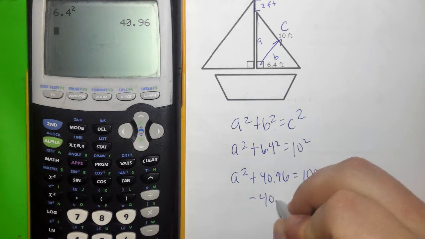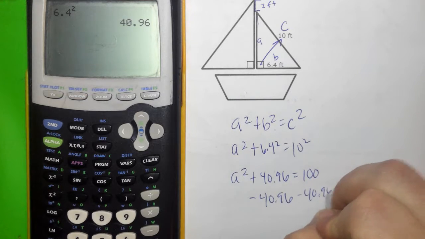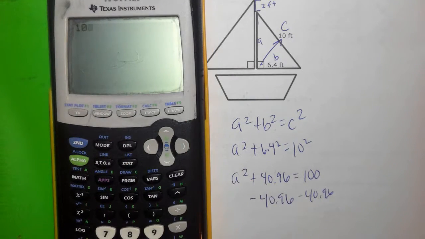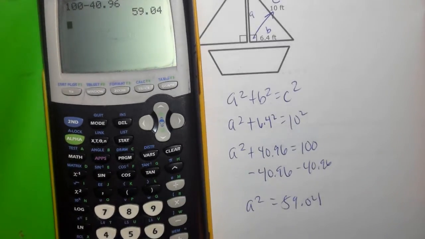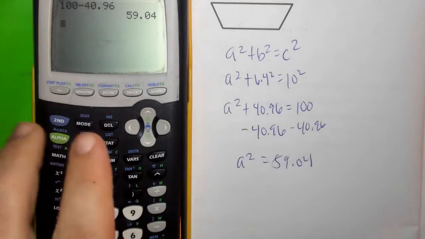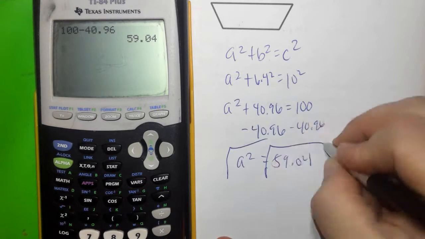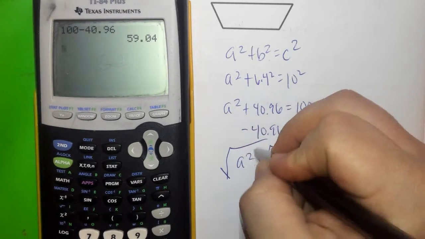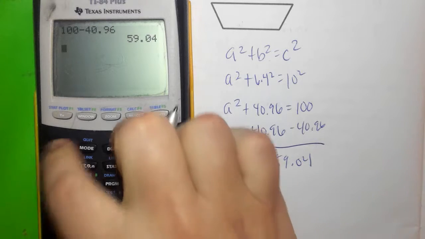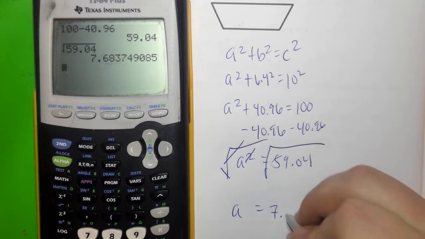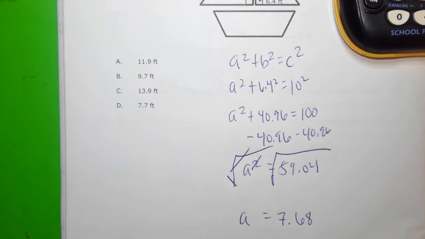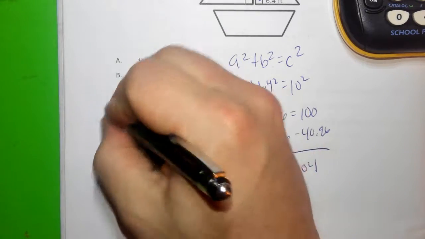I can subtract 40.96 from both sides. So 100 minus 40.96. So I get A squared equals 59.04. Now I'm going to take the square root, and the square root gets rid of the square. The square root of 59.04, and I get 7.68 if I round. And if I look here at my answer choices, I have 7.7, which is really close to 7.68.